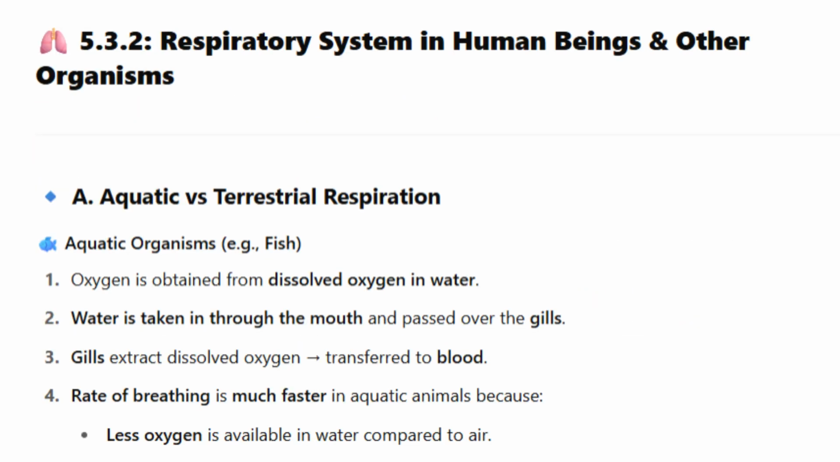5.3.2. Respiratory system in human beings and other organisms. Aquatic versus terrestrial respiration. Aquatic organisms, e.g. fish: oxygen is obtained from dissolved oxygen in water. Water is taken in through the mouth and passed over the gills. Gills extract dissolved oxygen, which is transferred to blood. The rate of breathing is much faster in aquatic animals because less oxygen is available in water compared to air.